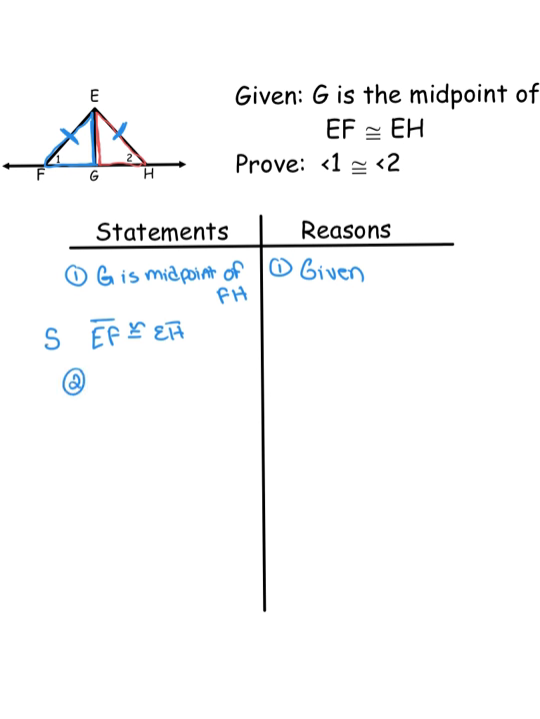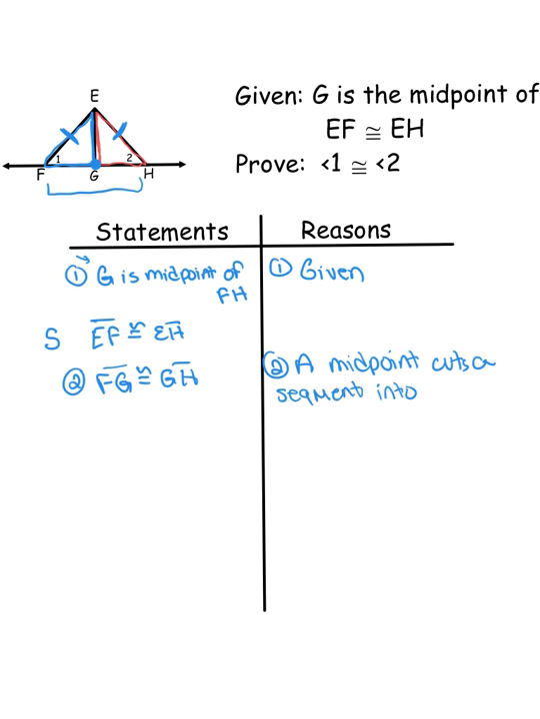So for step 2, I'm going to define this right here. If G is the midpoint of FH, this bottom piece here, I can say that FG is congruent to GH. And the reason, a midpoint cuts a segment into 2 congruent pieces. That takes care of that step. And if I mark my picture, that gives me a side.